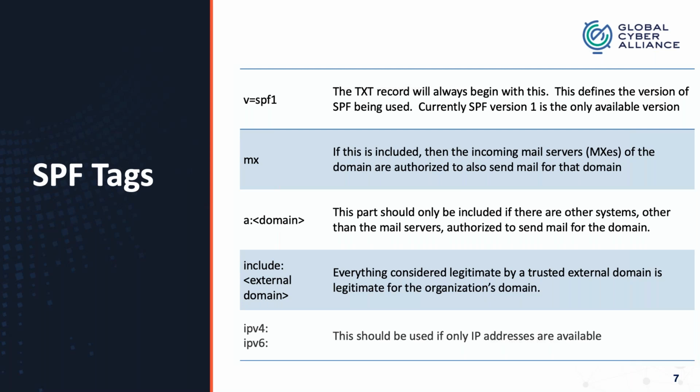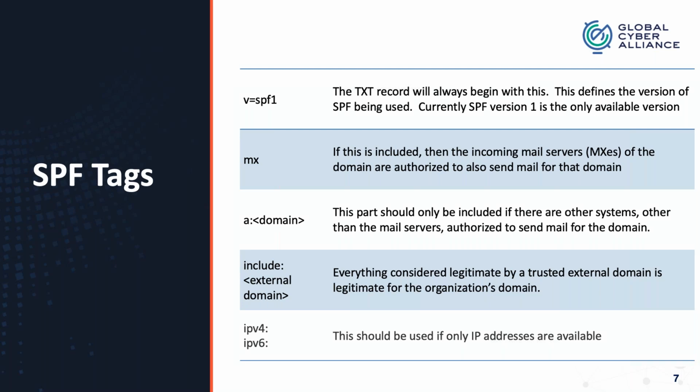Then there's the A tag. You put a colon and the domain or the server name that's going to be used. The A tag you're going to use if there's anything other than the mail servers, anything other than the MX records that you own, that is still part of your environment and authorized to send mail for your domain. So it's a colon, and then the domain name or the fully qualified domain name of the server that you're using within your organization, so internal to your organization. That's when the A tag should be used.